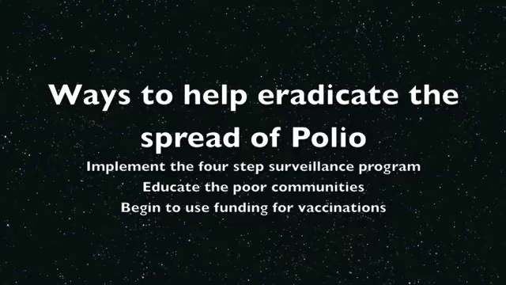Ways to eradicate polio in these few countries would be to get the 4-step surveillance program started. With this program being started in these third world countries, it will educate citizens and their communities. These poor communities will be able to be funded through charities, donations, and help through mission trips. Once these populations have been funded, children will be able to get the vaccines they truly need.